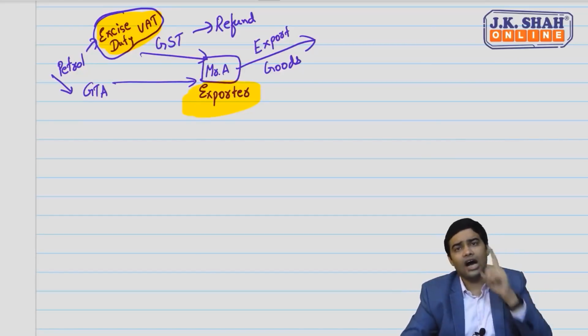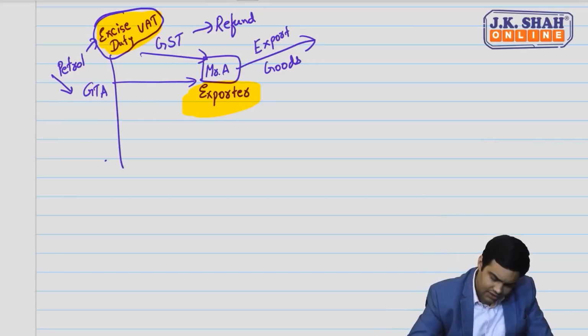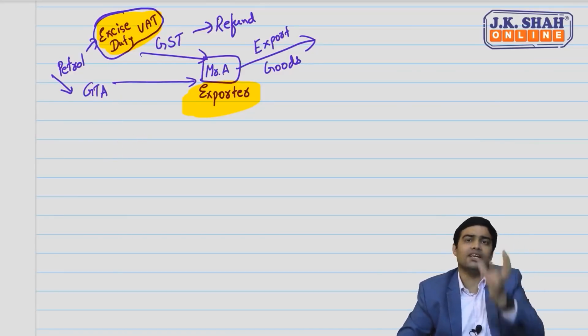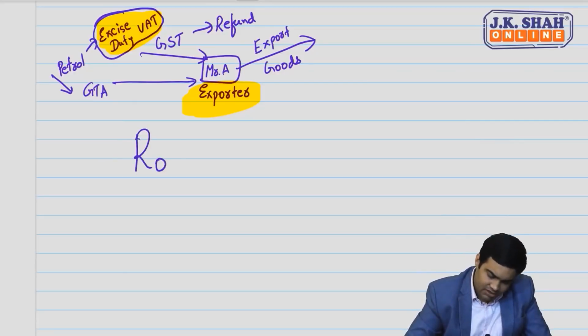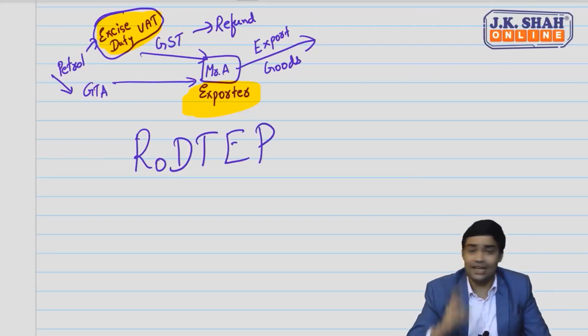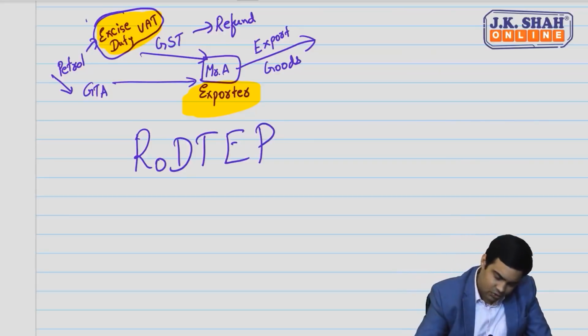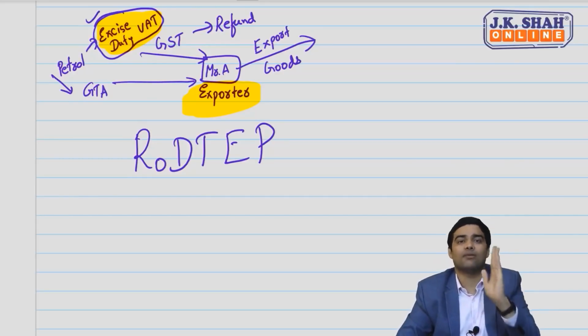Government said, I will provide you a benefit. I will give you a refund of this excise duty and VAT which is inbuilt in your export products. And they came up with remission of duties and taxes on export product. The name has the meaning. Excise duty and VAT is being refunded based on a percentage as per government's computation.